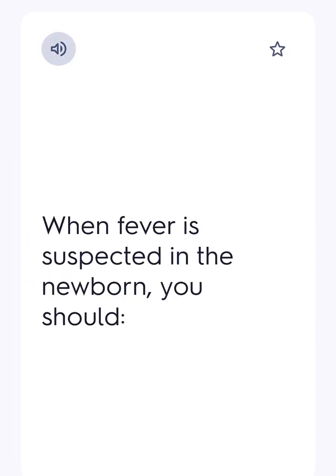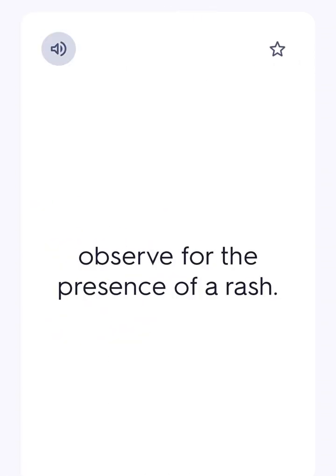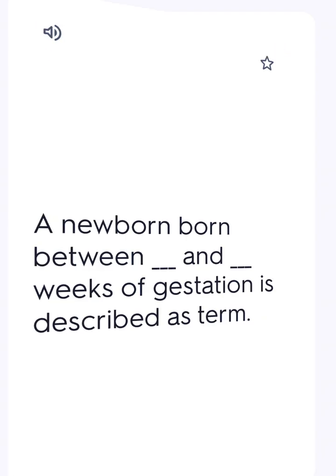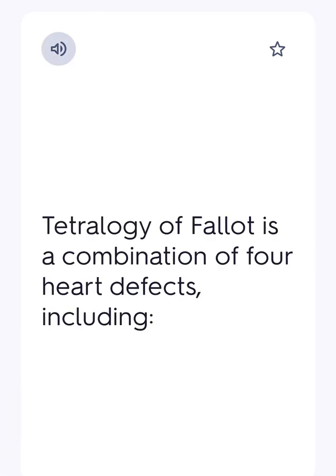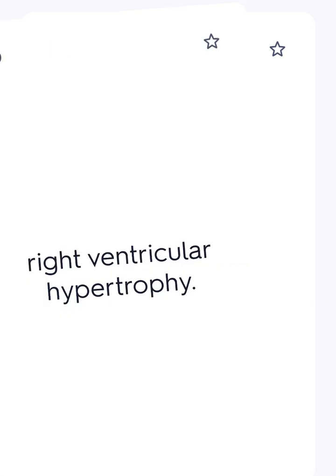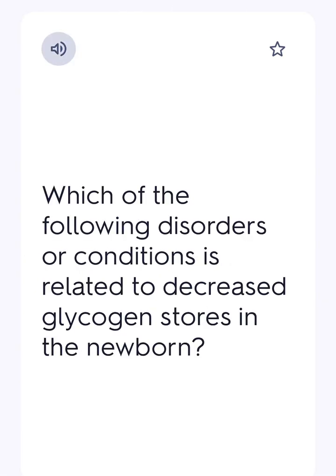When fever is suspected in the newborn, you should observe for the presence of a rash. A newborn born between blank and blank weeks of gestation is described as term: 38-42. Tetralogy of Fallot is a combination of 4 heart defects, including right ventricular hypertrophy. Which of the following disorders or conditions is related to decreased glycogen stores in the newborn?